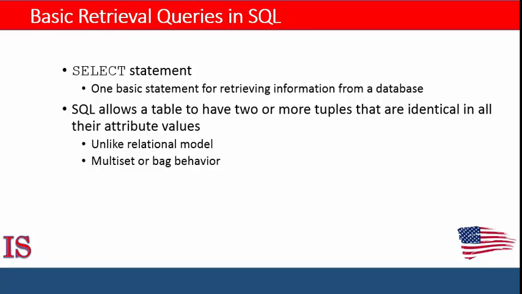SQL allows a table to have two or more tuples that are identical in all their attribute values. Now that's a violation of relational database principles. SQL will allow it. So it is up to the designer to make sure that there is some piece of information there that makes each tuple unique. Hence, in general, an SQL table is not a set of tuples because a set does not allow two identical members. Rather, it is a multiset of tuples.